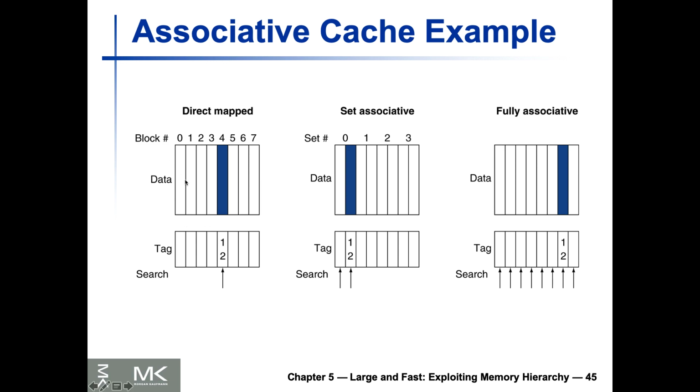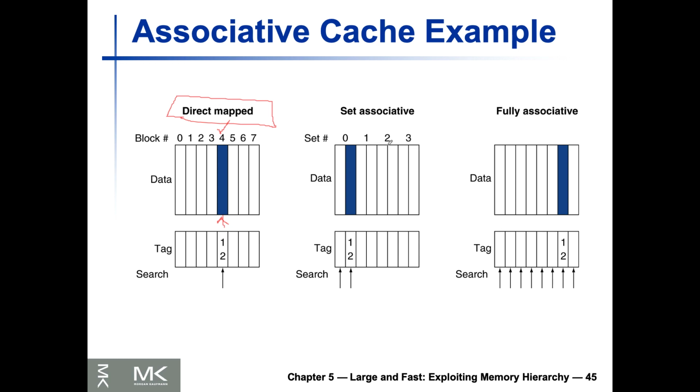So for this figure on the left, which is a direct map, there's only one cache block where memory block 12 could have been placed. That's why it's a direct map cache. You don't need to search for it because the only possibility was block 4.